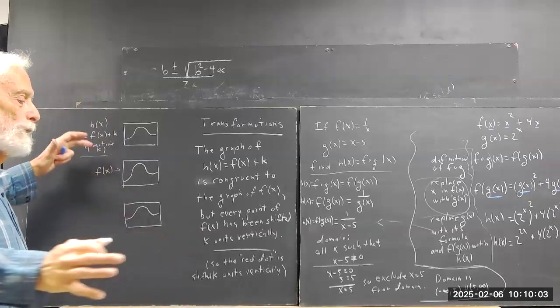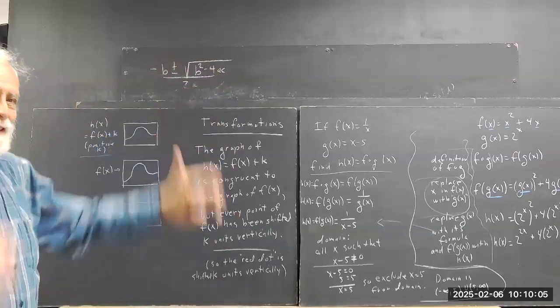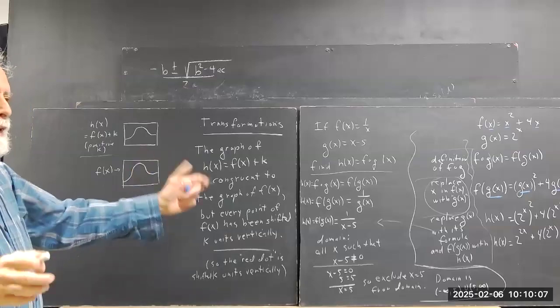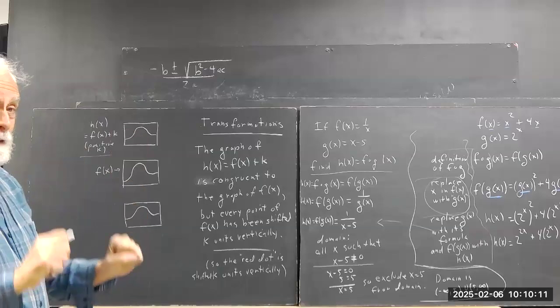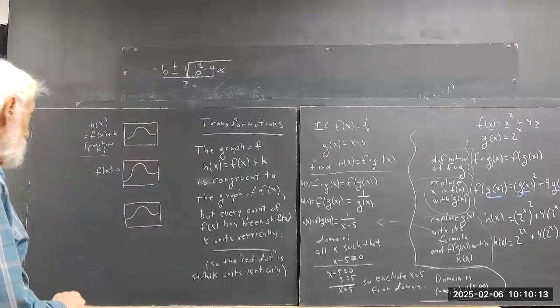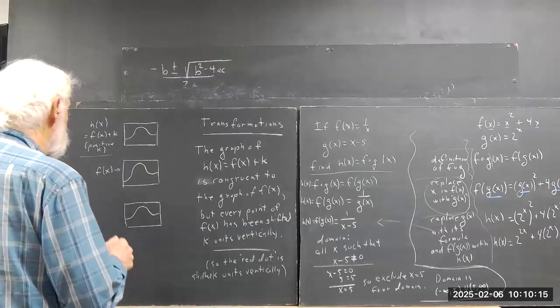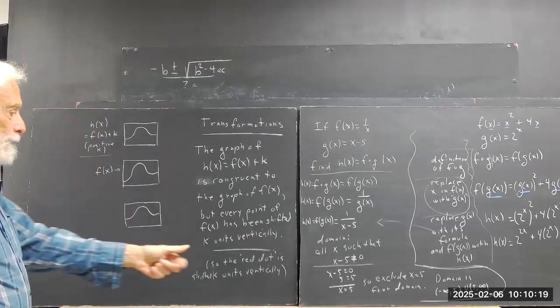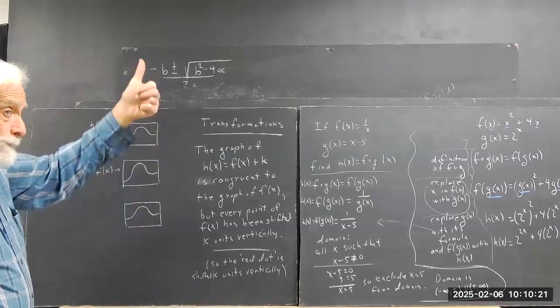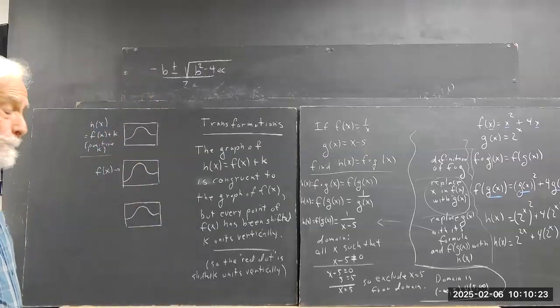And if the window is infinite, maybe it's got a couple of handles here. That's way too much. I'm not going to lift it up. That's for positive k, because k is positive, then k units vertically is upward.